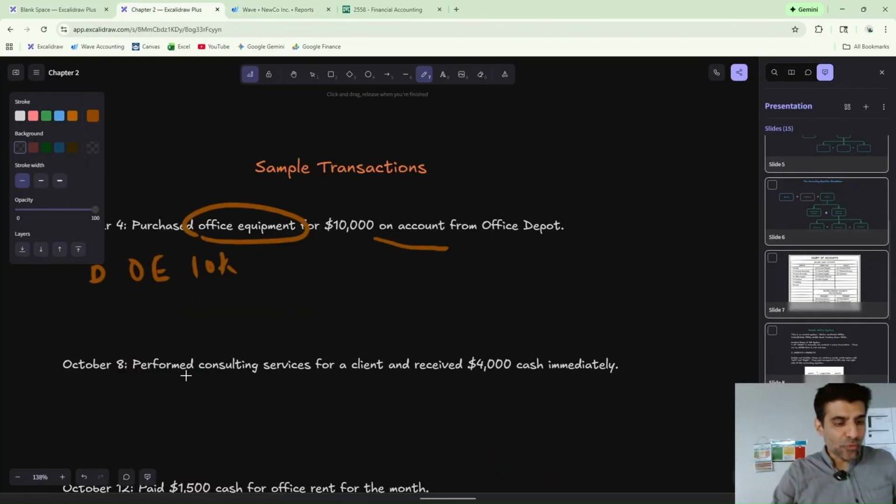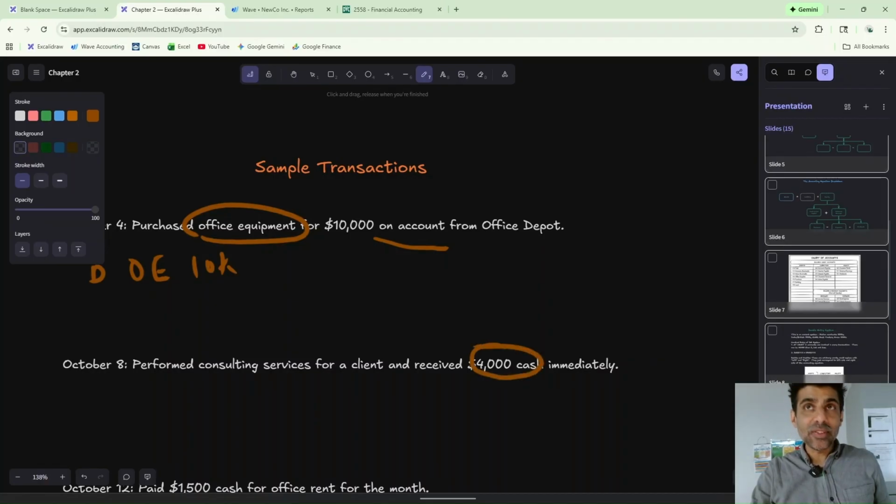Performed consulting services for a client and received $4,000 cash. So what accounts are involved here? Okay, I heard it. Whisper it. Who wants to raise their hand and tell me the two accounts involved? Yeah, Chris. Would it be cash and... Yes. Cash.